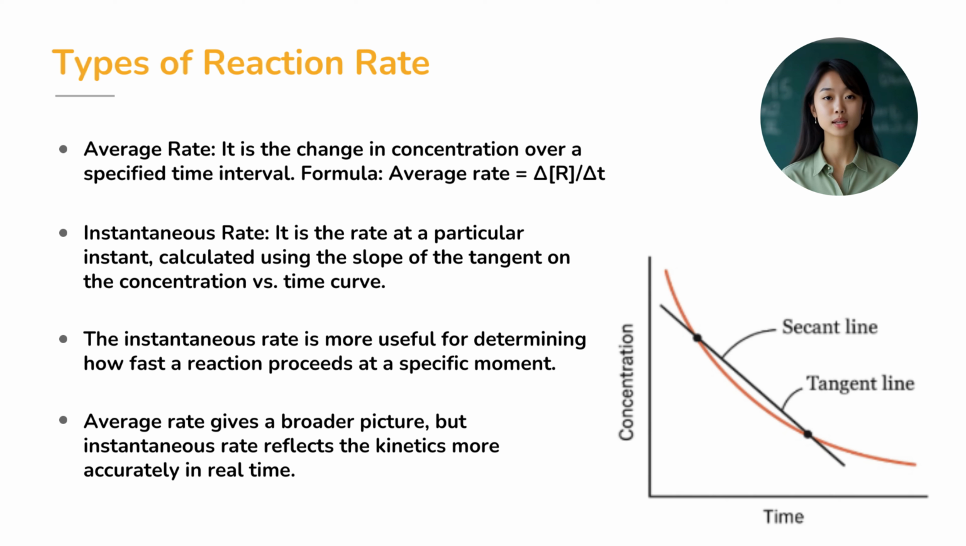It's found by drawing a tangent to the concentration-time graph and measuring its slope at that point. So while the average rate gives us the big picture, the instantaneous rate zooms in, perfect for tracking fast changes or peak reactivity in a reaction. If you refer to the graph on screen, the second line shows the average rate over a time period, and the tangent line shows the instantaneous rate at a specific time.